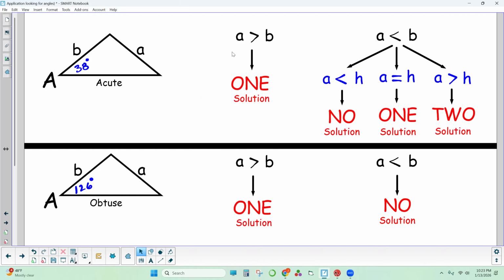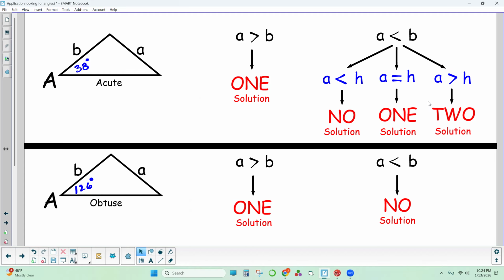If A is greater than B, you have one solution: you apply the law of sines and solve the triangle. If A is less than B, then you look at the relationship of A versus H, and we've got three scenarios, which I just went over on the previous slide. If A is less than H, we have no solution; we cannot construct a triangle. If A is equal to H, we have one solution. And if A is greater than H, we have two solutions: an acute and an obtuse triangle.